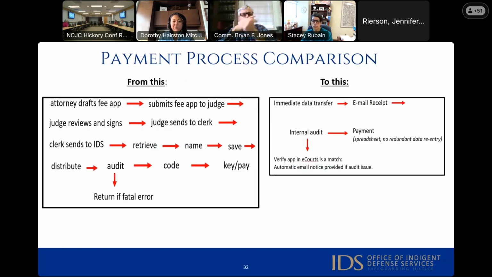This slide gives a visual of how, by comparing the payment steps in the existing system on the left with the invoice system on the right. We looked at this long system before. It's 10 steps. Over here, what we have is an immediate data transfer.